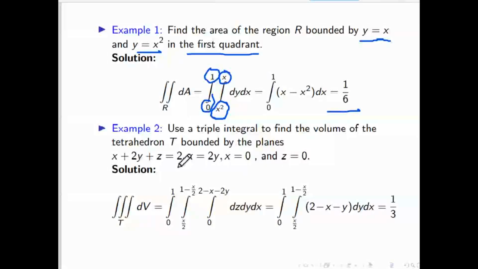Plane. Yeah, it will represent a plane. And x equal to 2y, what will it represent? It will represent a plane in 3 dimensions. X equal to 0 is also a plane. Z equal to 0 is also a plane. So all are planes, yes or no?